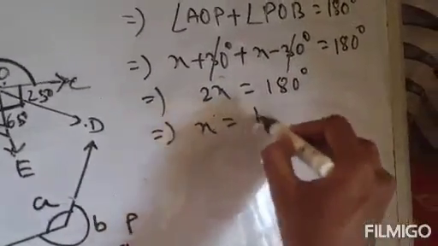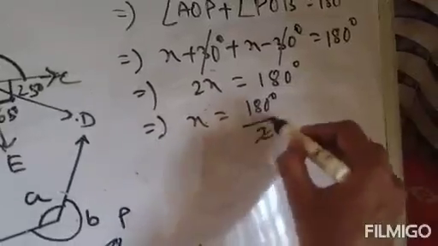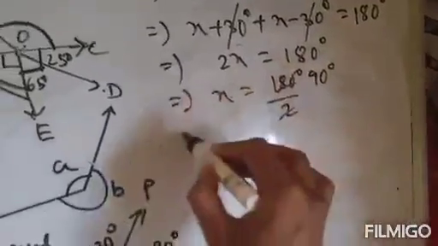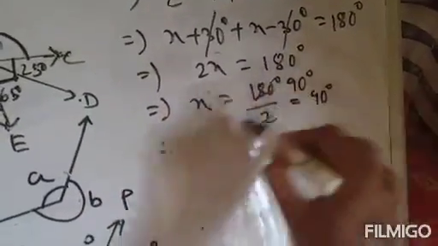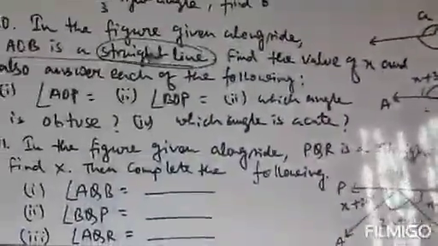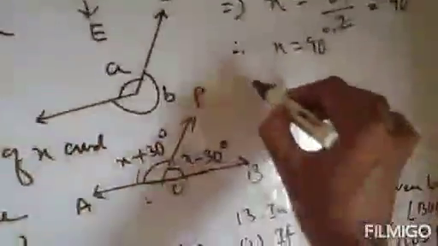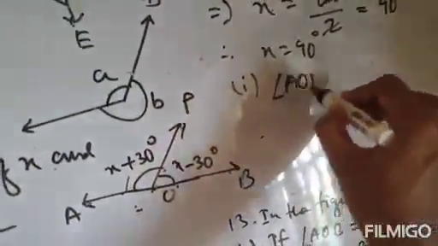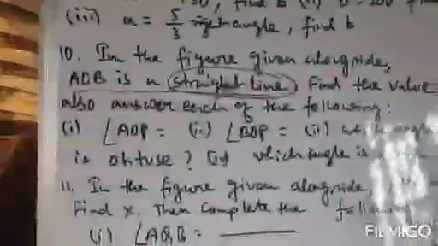So x will be 180 degrees divided by 2, so 90 degrees. Therefore x will be 90 degrees. So we have got the value of x, and from here we can easily find each of the angles that is asked. The first question is find angle AOP.